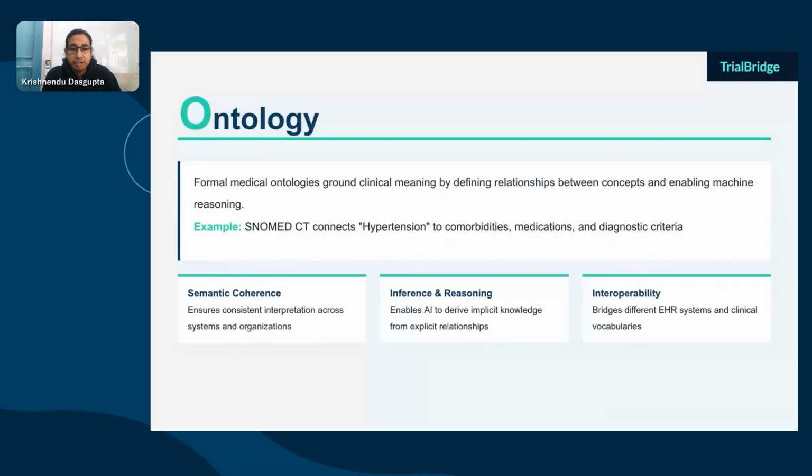That's where we look into the ontology, which is the whole of O. And on this, we want to say that when we talk about clinical meaning, for example, SNOMED CT connects to hypertension, comorbidities, medication, and diagnostics. In that, we have certain semantic coherence across the different systems and organizations, which are basically healthcare systems and healthcare organizations.